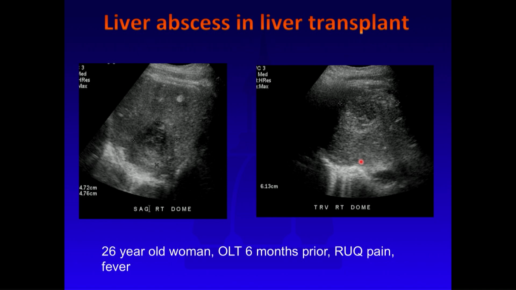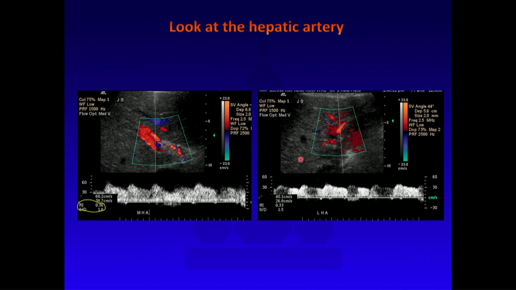So this was a 26-year-old woman who had a liver transplant 6 months prior. She presented with right upper quadrant pain and fever, and sure enough, she has an abscess. But in all these patients, we always look at the hepatic vessels in our protocol. And when we looked at the hepatic artery in the region of the porta hepatis, yes, there is flow in the hepatic artery, but look at the pattern, right? Dr. Pellerito the other day showed you cases. So this is a parvus tardus waveform. There is too much diastolic flow, and the systolic upstroke is not good enough.